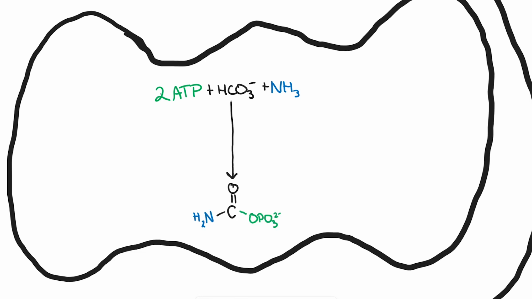Now that we've got our ammonia, the urea cycle can begin. We start with 2 ATP and bicarbonate and ammonia, which is going to combine together to create something called carbamoyl phosphate. This happens in a series of steps that require the use of ATP, and one phosphate group gets attached to the carbamoyl phosphate, but one gets removed as just an inorganic phosphate, and 2 ADP are also produced.